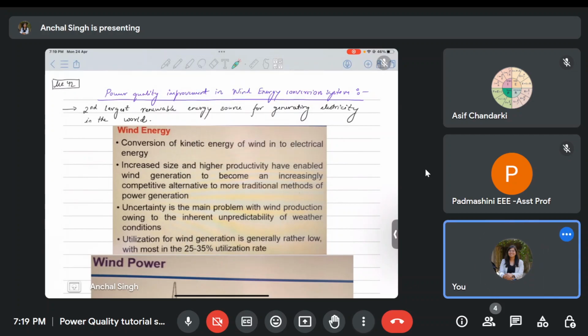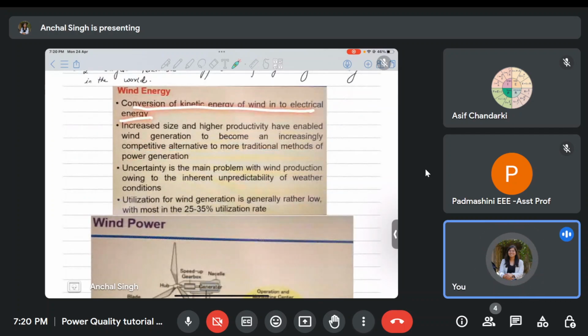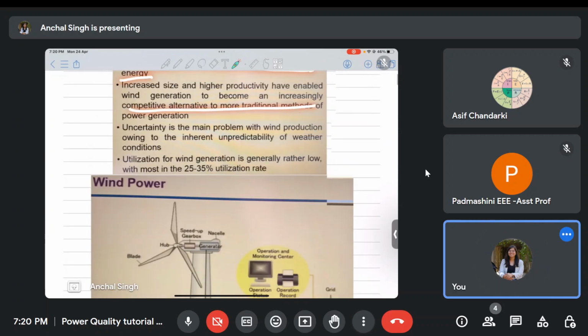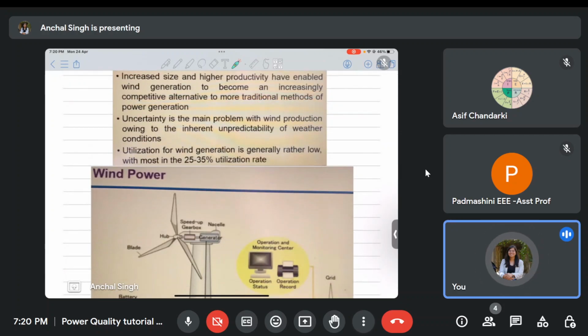Okay. So next we look at power quality improvement in wind energy conversion systems. As I mentioned, this is the second largest renewable energy source for generating electricity in the world after solar energy. In wind energy we are converting the kinetic energy of wind into electrical energy, and because of the increased size and higher productivity, wind generation has become an increasingly competitive alternative to the traditional power generation methods. The only problem with wind generation is uncertainty: sometimes wind will be there, sometimes it will not.